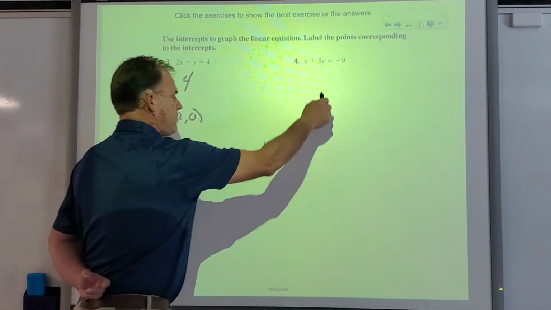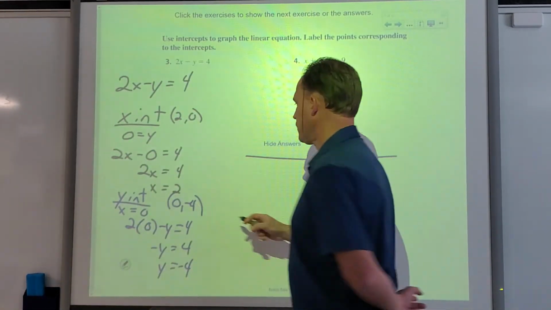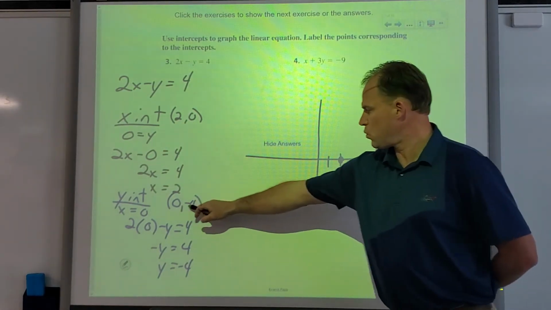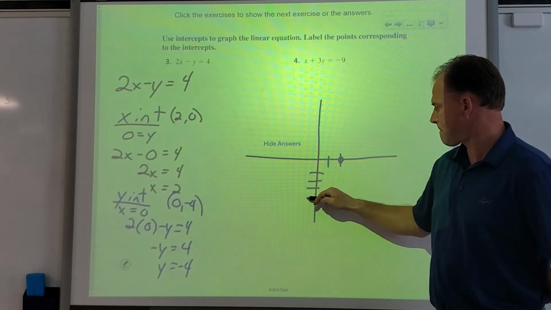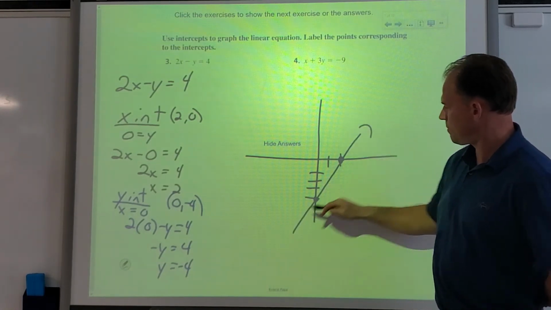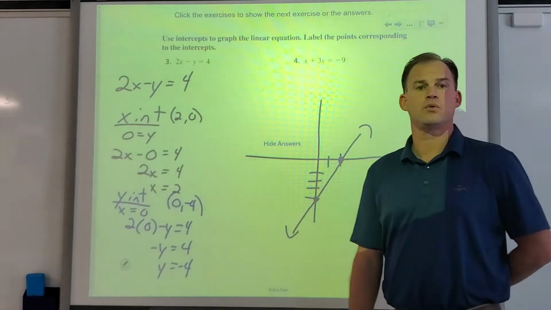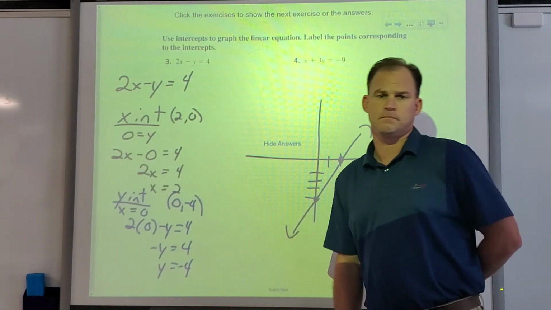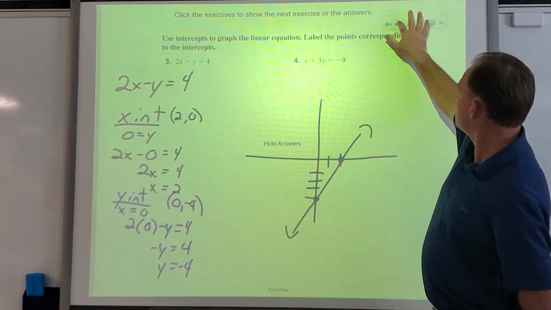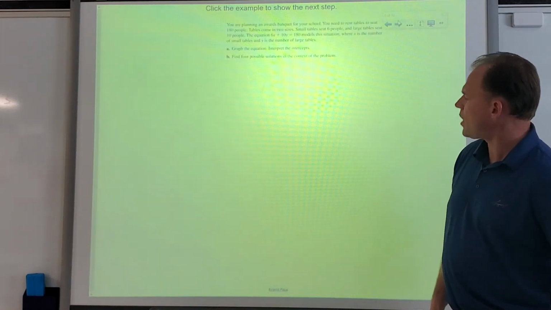And I graph. X-intercept is at 2. Y-intercept is at -4. And I draw the line between them. That's how you graph using your intercepts. Let's talk a little bit about some word problems here.